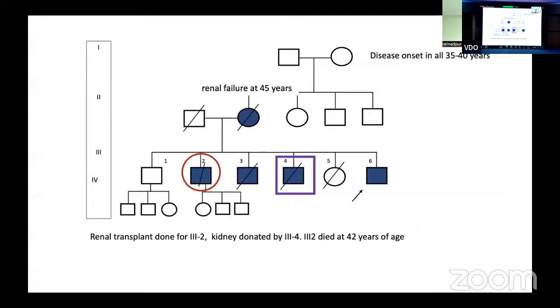So through a series of cases, I'm going to take you through different scenarios that we have encountered within our hospital. So this was a family history, and essentially, in this generation, that is generation number 3, person number 2 had end-stage kidney disease, and he received a transplant from person number 4. When person number 4 gave the kidney, he was obviously fine.